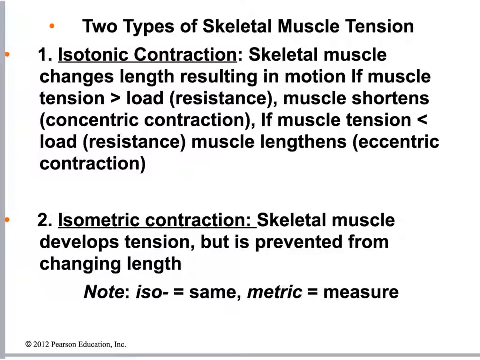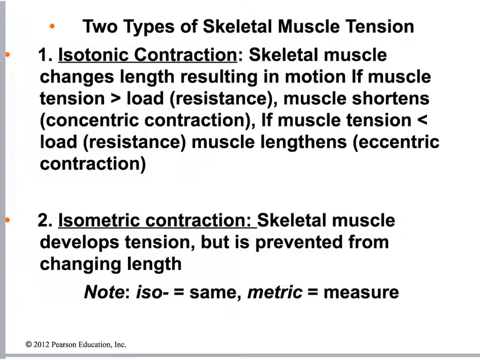There are two types of skeletal muscle tension. Type 1 is an isotonic contraction. Skeletal muscle changes length, resulting in motion. If the muscle tension increases load or resistance, the muscle shortens, and it's called a concentric contraction.